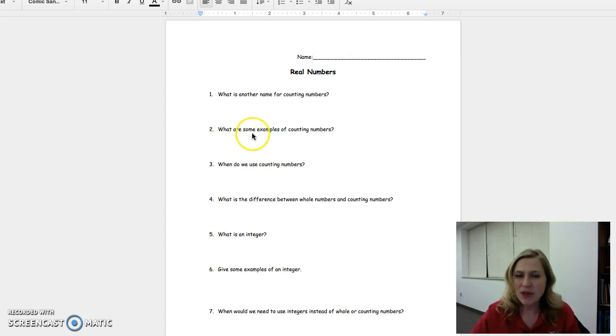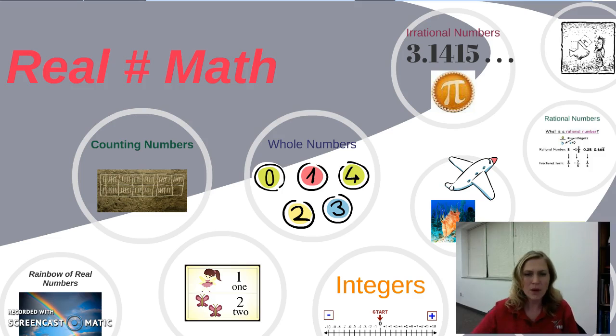So some of the things that you'll hear right as I'm talking are things like, what is another name for counting numbers, and what are some examples of counting numbers. Something you might want to do after you've had some time to think about it is, when do we use counting numbers, and what is the difference between whole. Okay, so let's talk about the real number system.